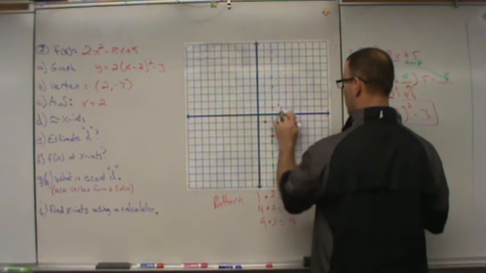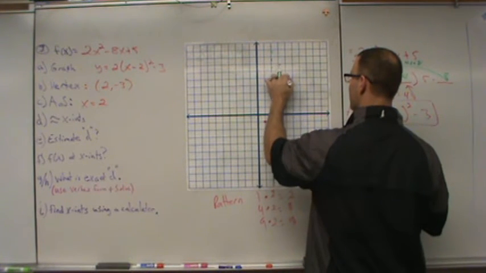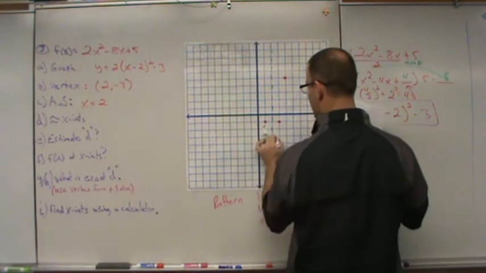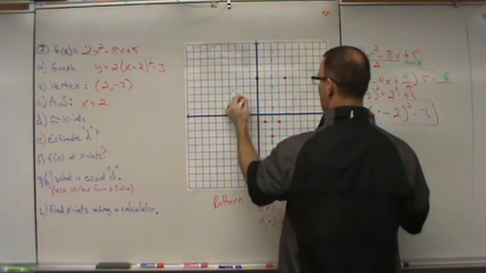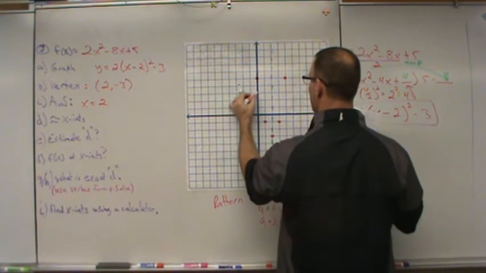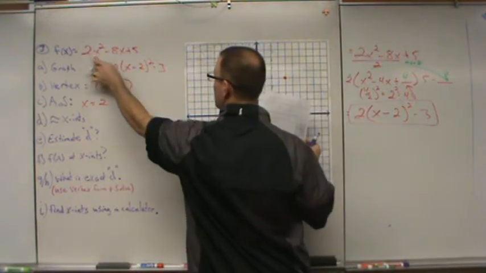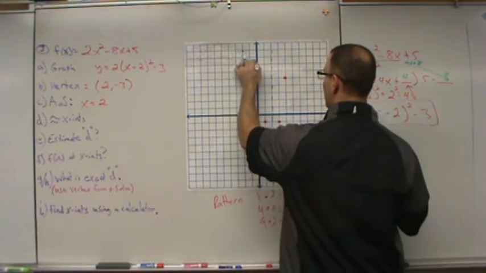So 1, 2, 3, 4, 5, 6, 7, 8, and then I mirror that on the other side, left 2 and up 8. My y-intercept in this case is 1, 2, 3, 4, 5, which if I go back to my original equation, the c value is 5, so I know that's correct.